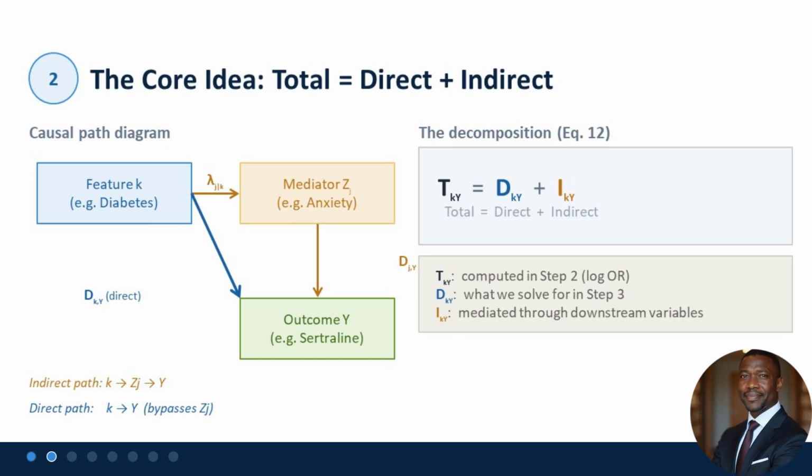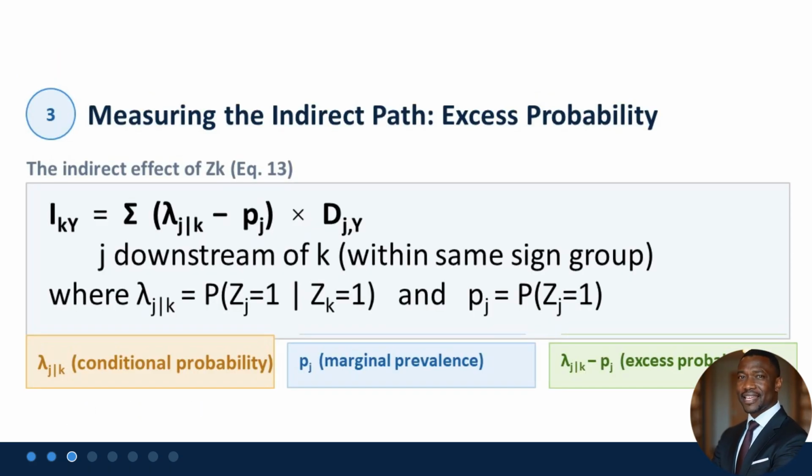The indirect effect of feature K is estimated as a weighted sum over all downstream variables in the same sign group. For each downstream variable, the weight is the excess conditional probability minus the marginal prevalence. This difference is 0 when the two variables are independent. When the excess probability is positive, then the downstream variable mediates part of the total effect. Each such downstream contribution is weighted by the direct effect of that downstream variable on the outcome.